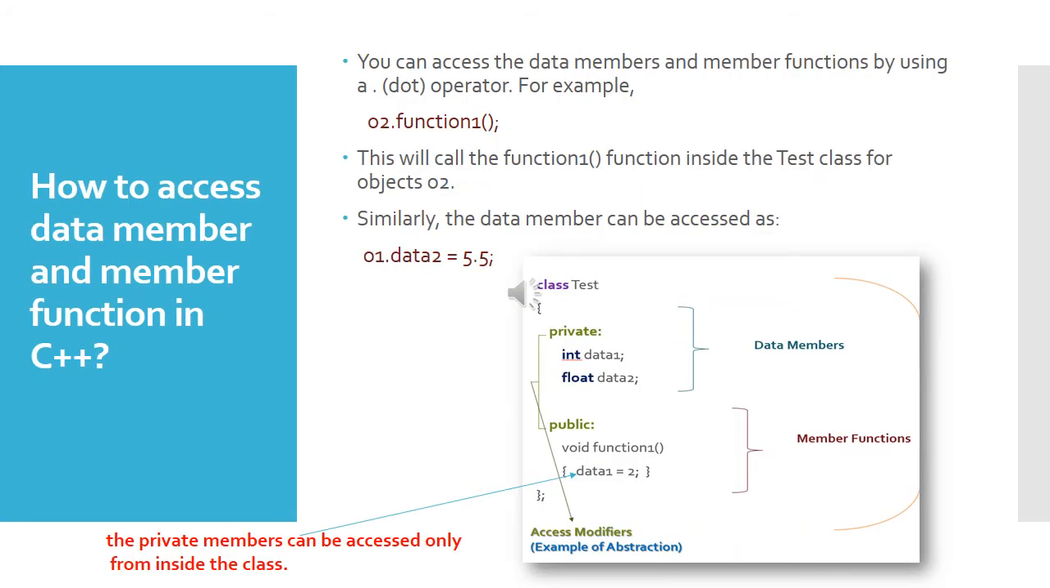Now, how do we access a data member or member function in C++? As you all know, to access the contents of the class, you have to create objects. Now, after creating objects, how will you access the members of the class? You're going to use the dot operator. But remember, private members can only be accessed within the class. They cannot be accessed outside the class.